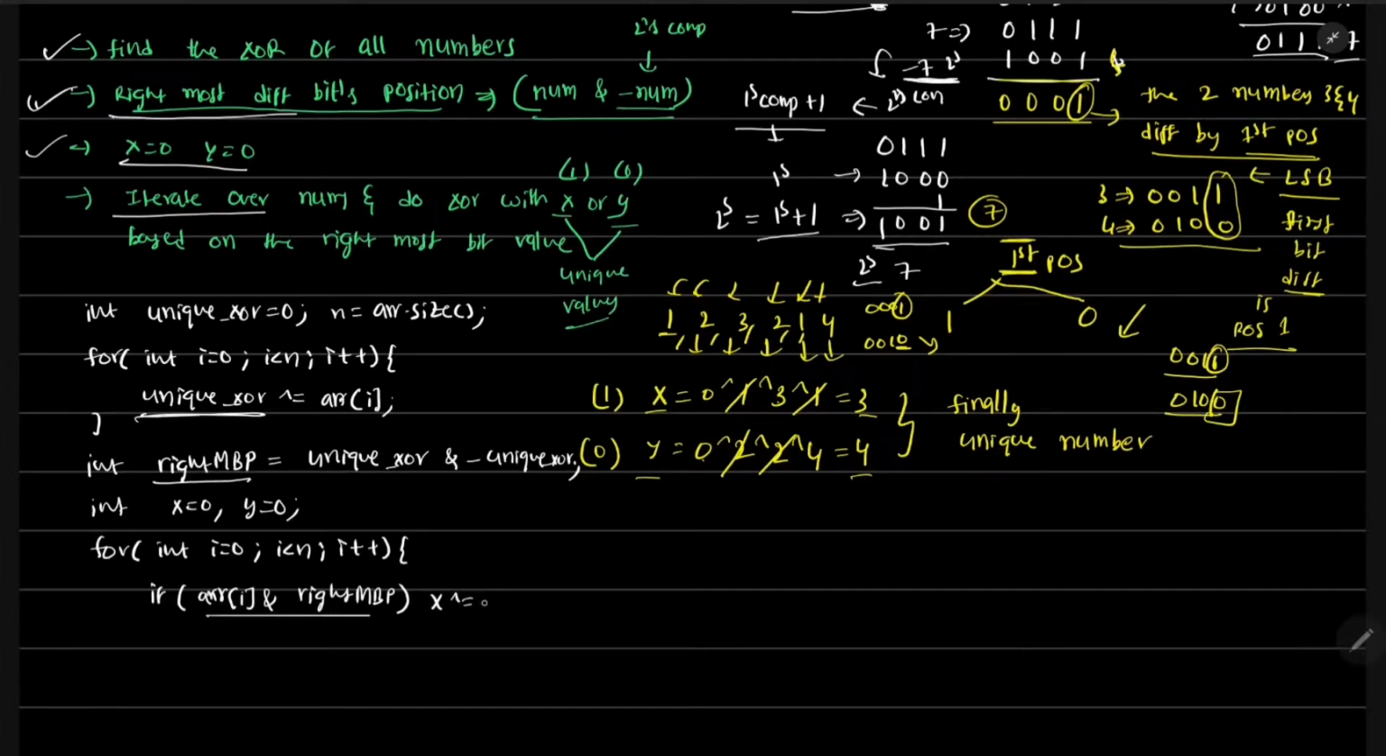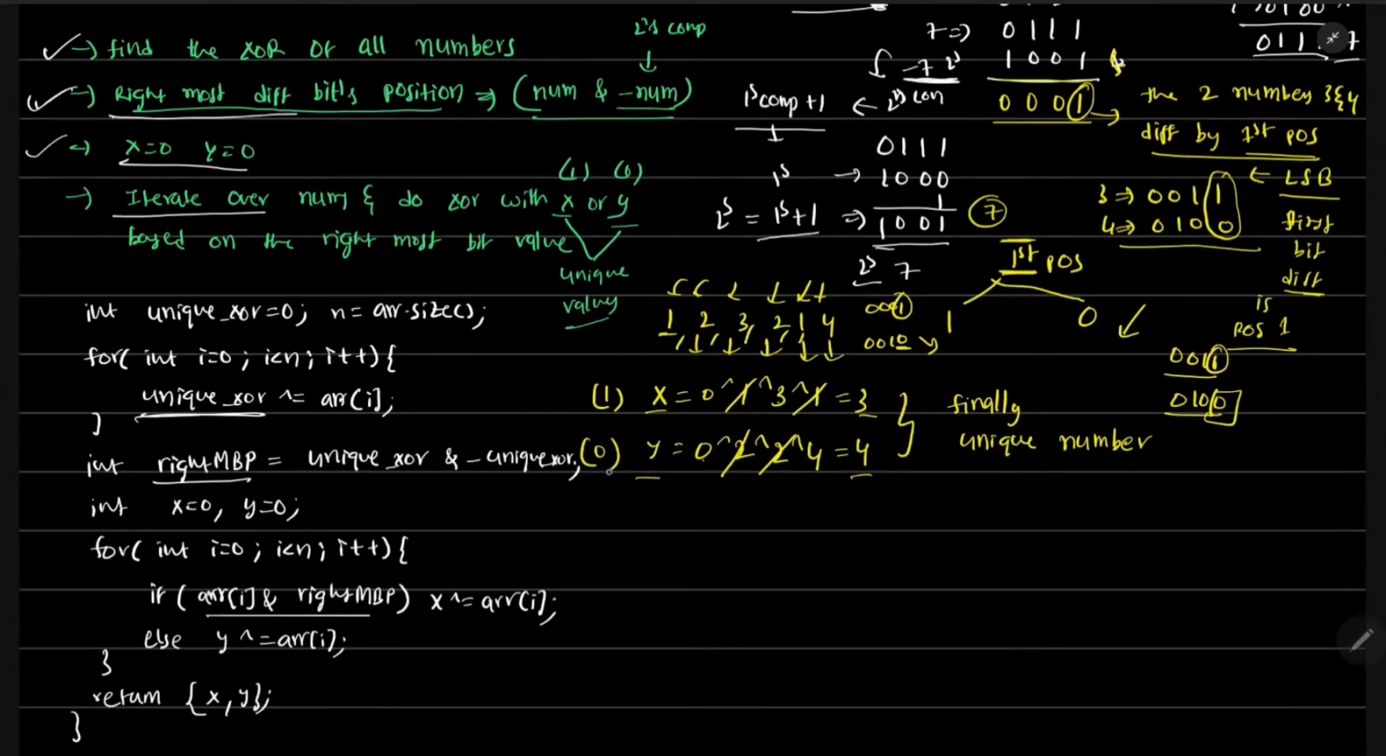XOR array of y, right? Else it goes to y, right? Now return x and y, x comma y. So this is how it is.